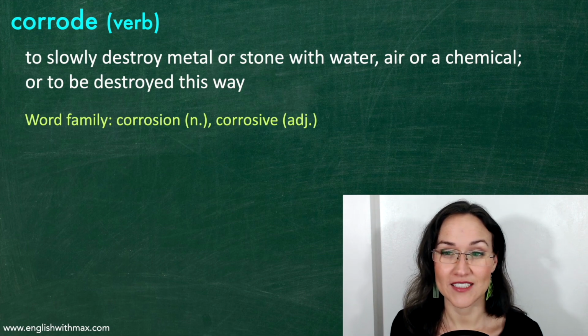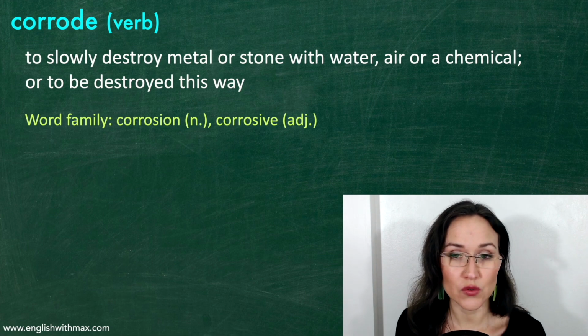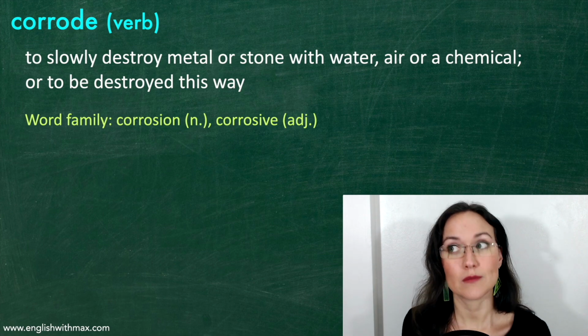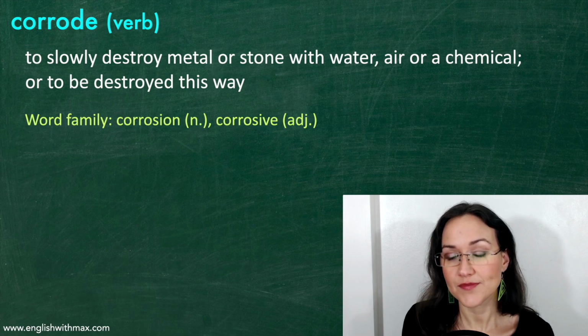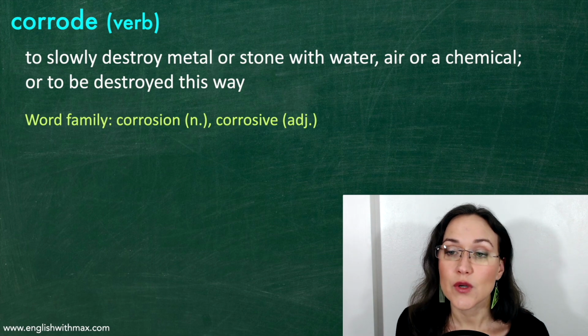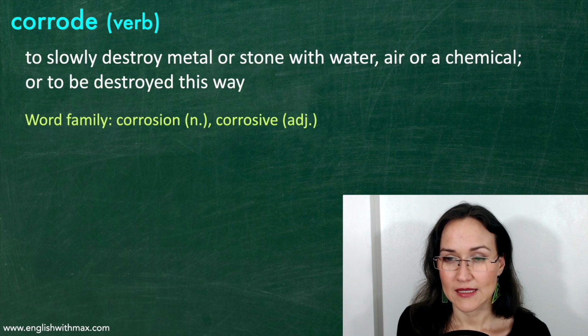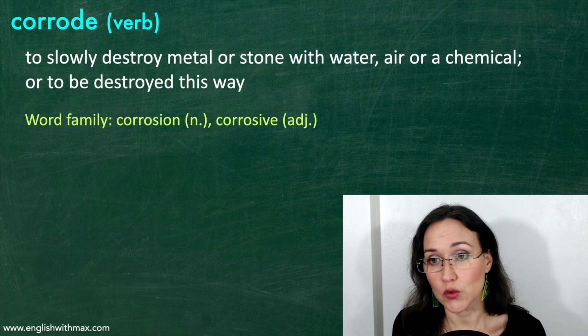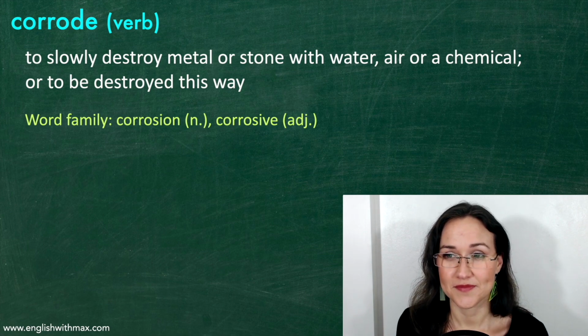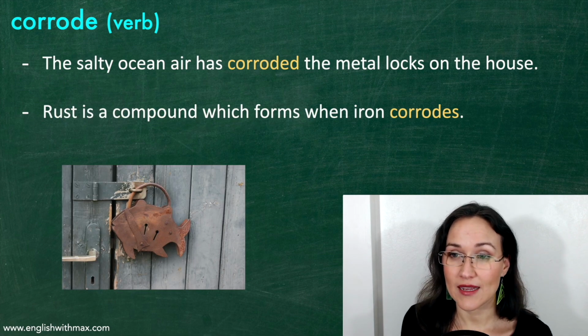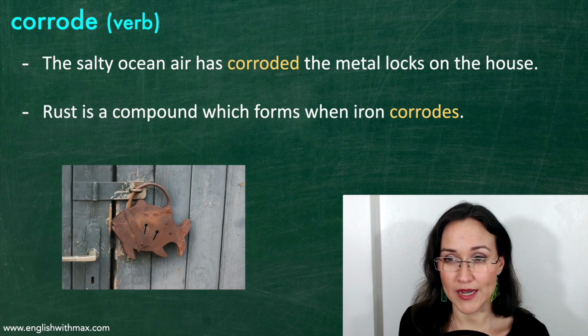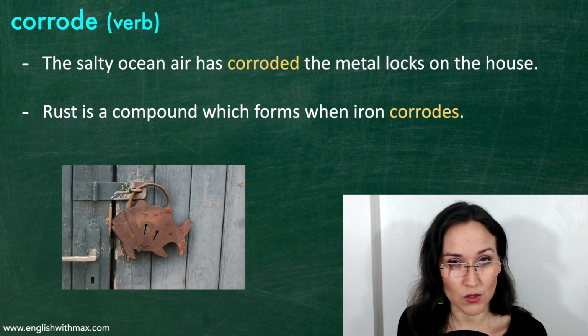Let's see the word family. We have the noun corrosion, which is the process or metal that has corroded. And we have the adjective corrosive. That means able to corrode something. The salty ocean air has corroded the metal locks on the house. Rust is a compound which forms when iron corrodes.